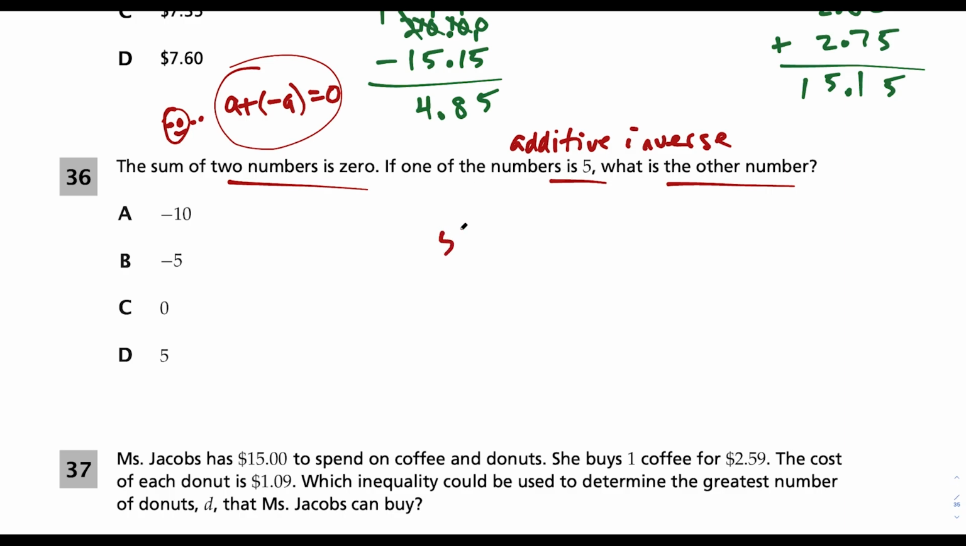So here, if I'm starting with 5, 5 plus blank is equal to 0. I know that mystery number has to be negative 5 because of the additive inverse here. So 5 plus -5 would be equal to 0, and choice B is our answer.